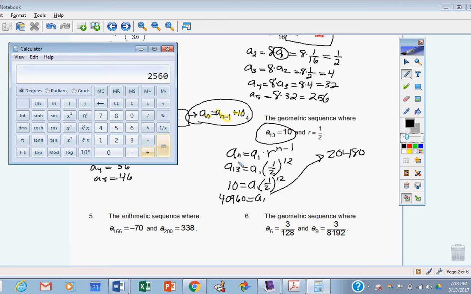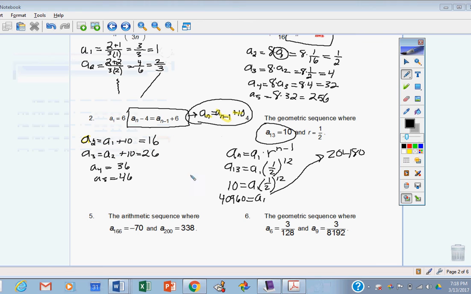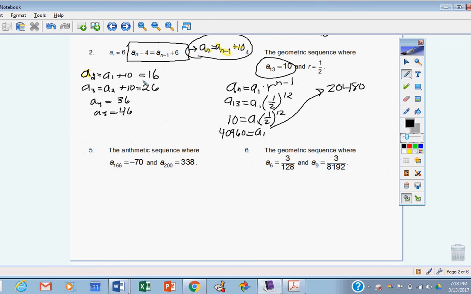All right, so you can go through and finish all of those. But basically, again, the directions were just to find the first 5 terms. I think I did find the first 6 on my answer key, but that's okay. You get the idea.